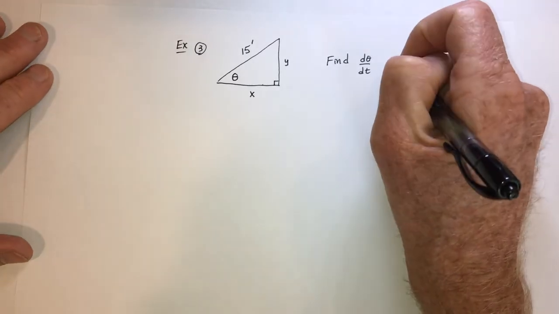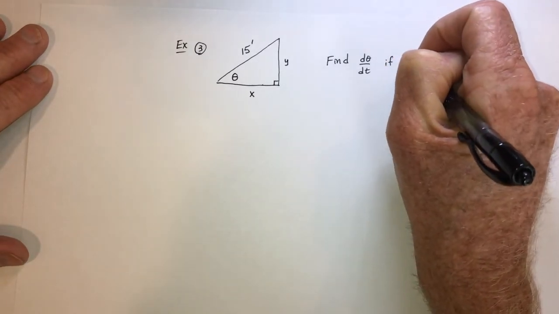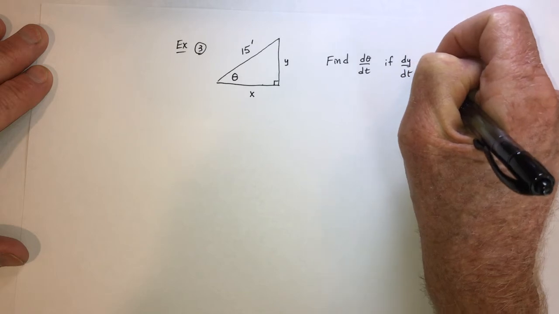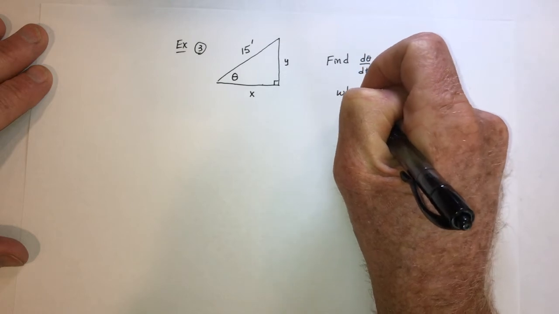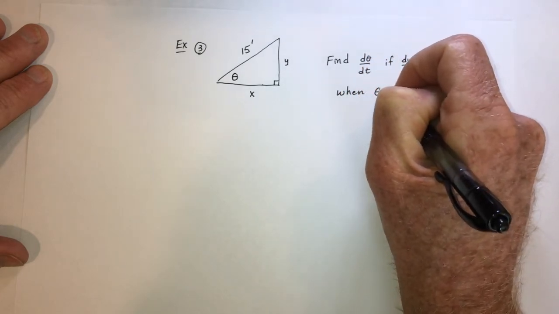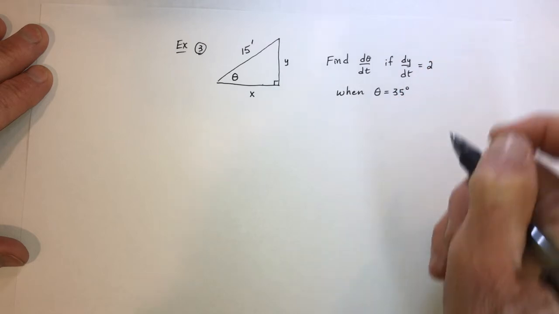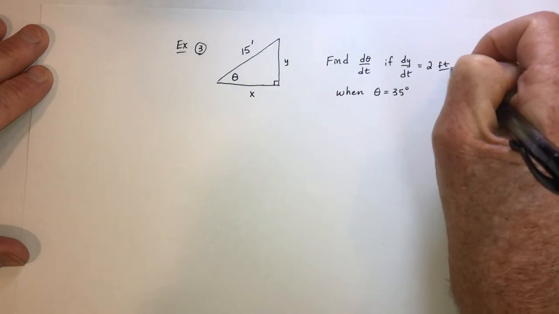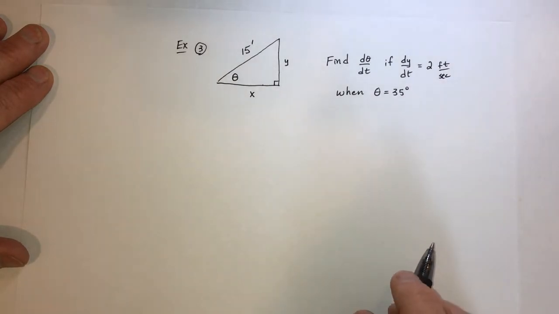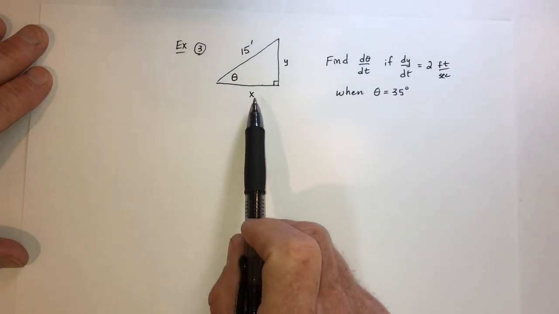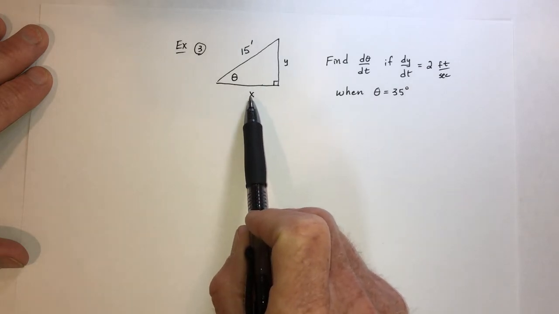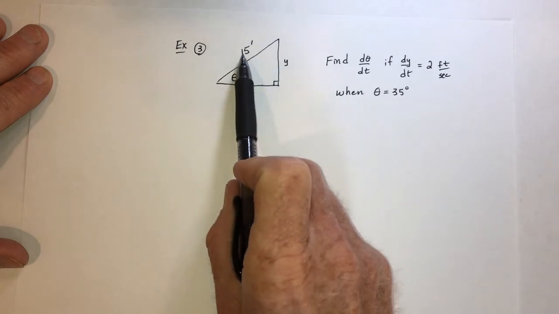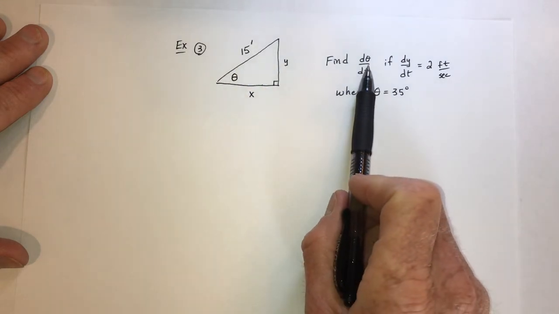So find d theta dt if dy dt is equal to 2 when the theta is equal to 35 degrees. And by 2, I meant 2 feet per second. Now, if this was asking for dx dt or dy dt, I could use the Pythagorean theorem, x squared plus y squared equals 15 squared. But because it's asking about theta, that means I need to use trigonometry.